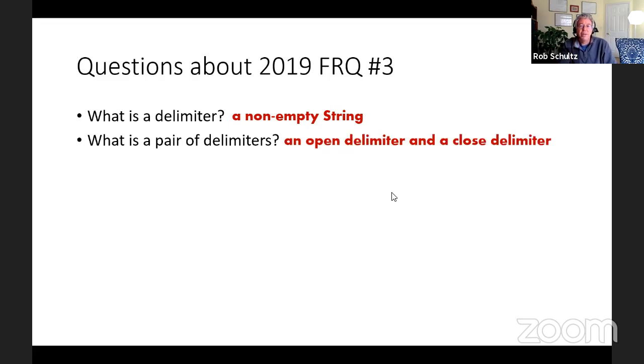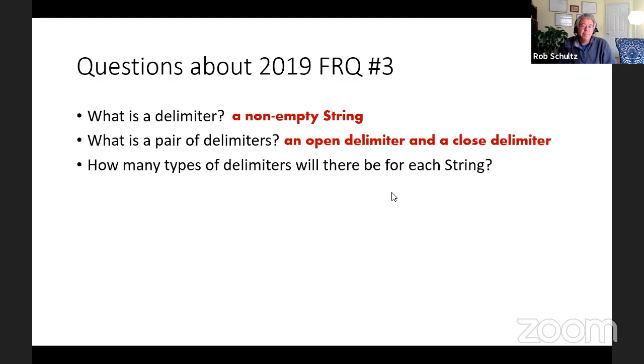Okay, what is a pair of delimiters? Well, a pair of delimiters is an open delimiter and a closed delimiter. So in the context of this question, when they refer to a pair of delimiters, that's what they're referring to. And then how many types of delimiters will there be for each string? Each string that we receive will give us only one pair of delimiters. If you're familiar with HTML coding or things where you might have multiple open delimiters and multiple closed delimiters, this is not like that. We're only going to have one to deal with.